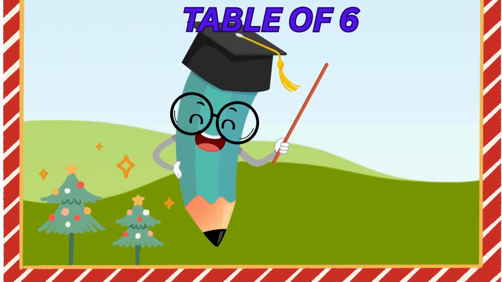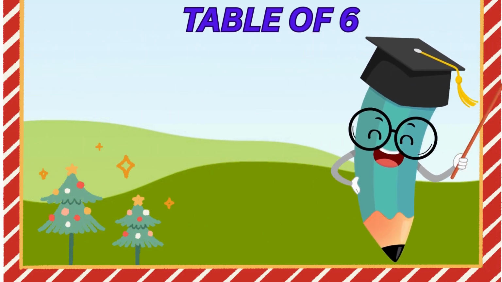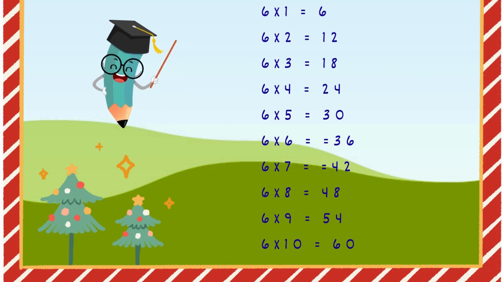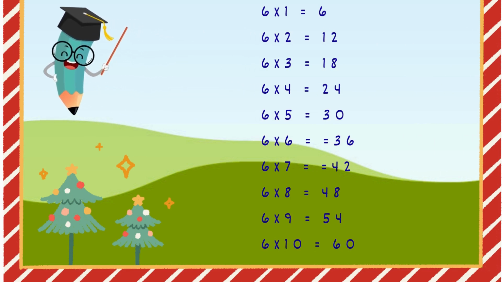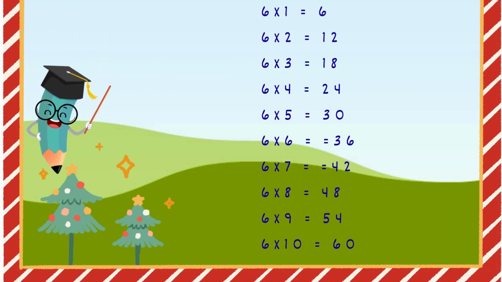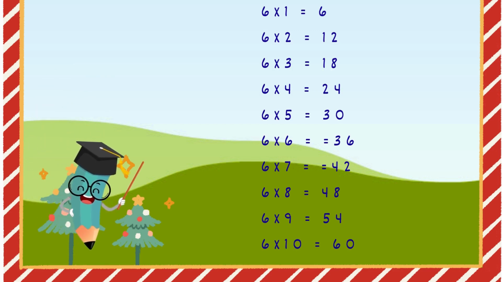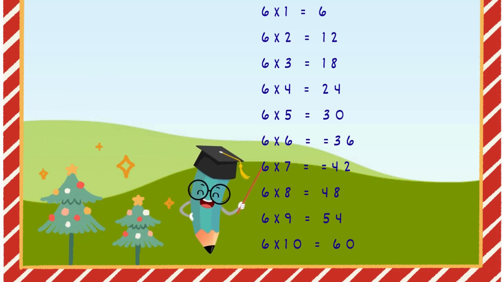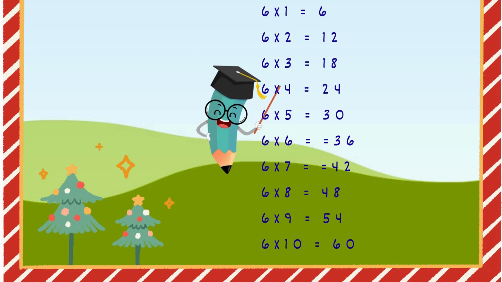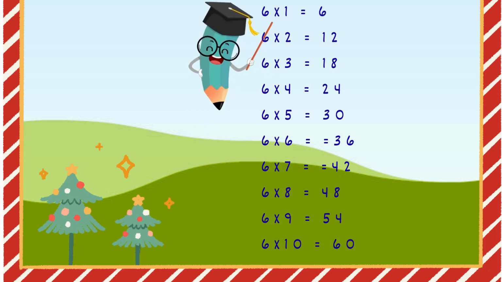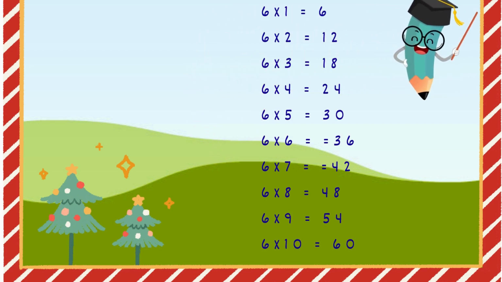Hello dear children, today we will learn the table of 6, so let's get started. 6 ones are 6, 6 twos are 12, 6 threes are 18, 6 fours are 24, 6 fives are 30, 6 sixes are 36, 6 sevens are 42, 6 eights are 48, 6 nines are 54, 6 tens are 60.